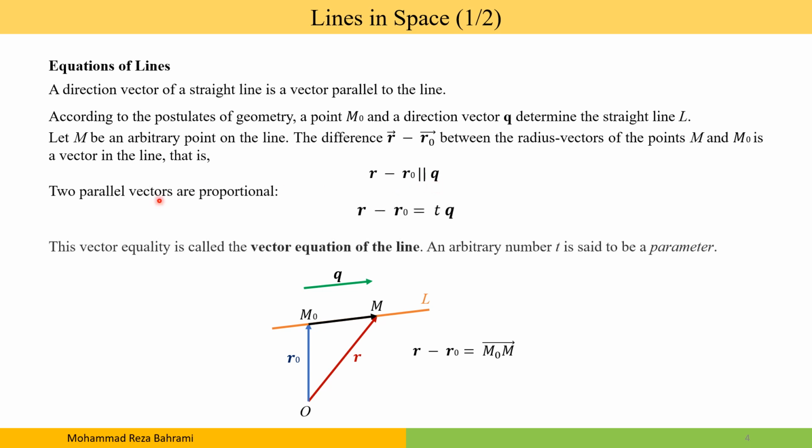And we know that two parallel vectors are proportional, so we can rewrite it as an equality. This vector equality is called the vector equation of the line, and the arbitrary number t is said to be a parameter.